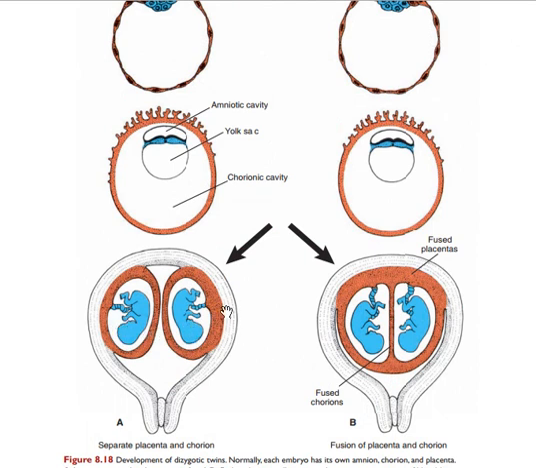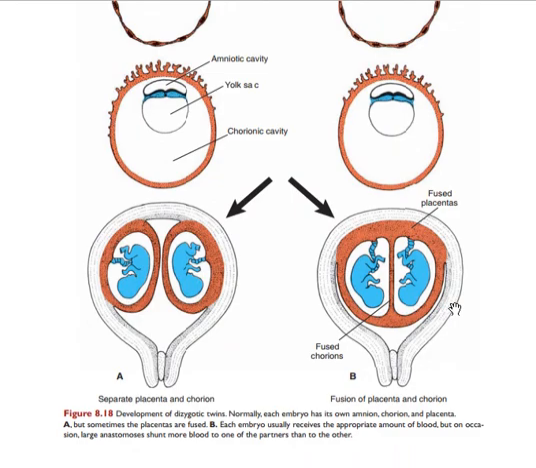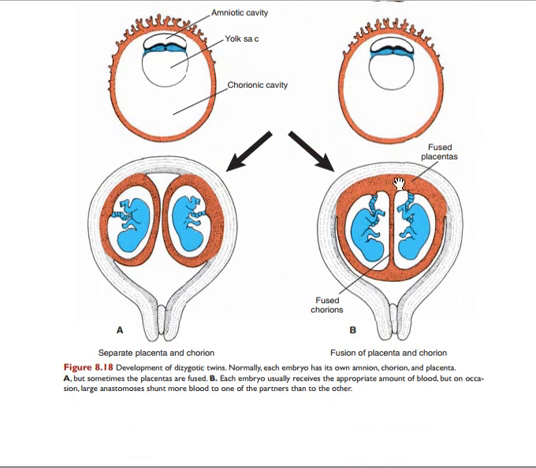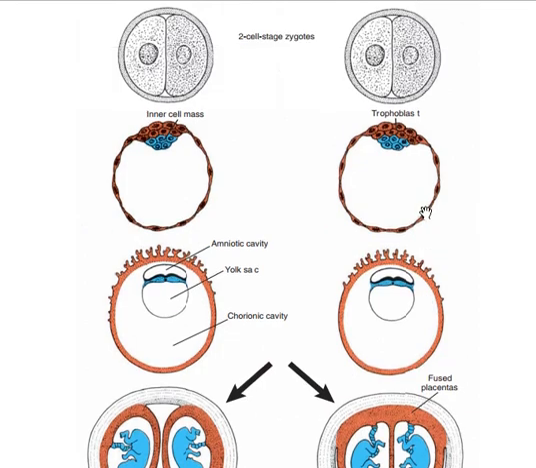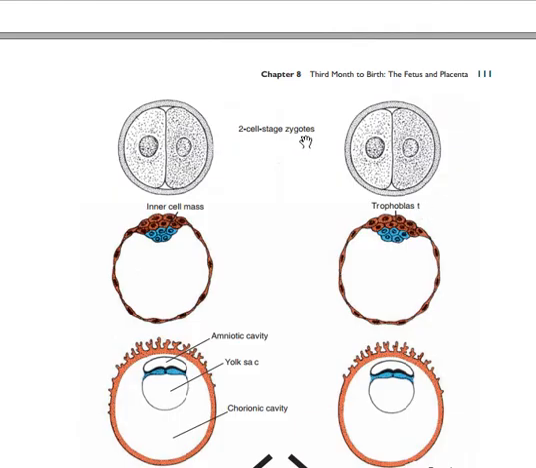So dichorionic diamniotic twins, both of them have different chorion. Are you seeing? This is also another form of dichorionic diamniotic twins. So this one is instead monochorionic diamniotic twins. Is it clear? So both of them have the same placenta and the same chorion, but they have different amnion. Is it clear? So it starts with a 2-cell stage zygote.